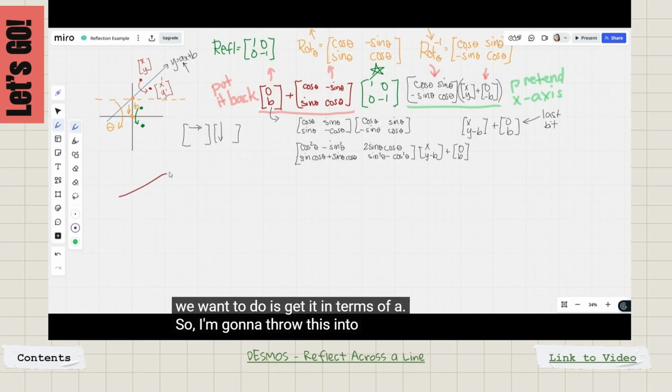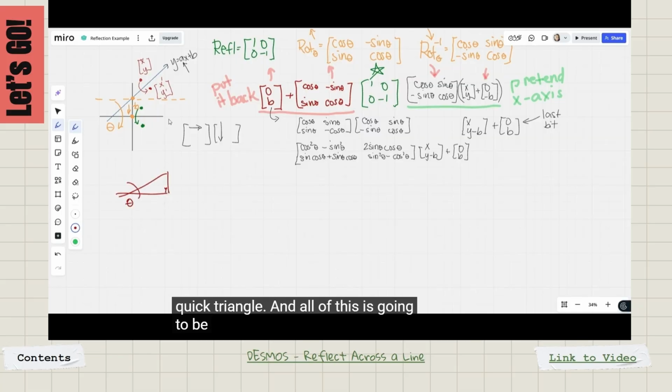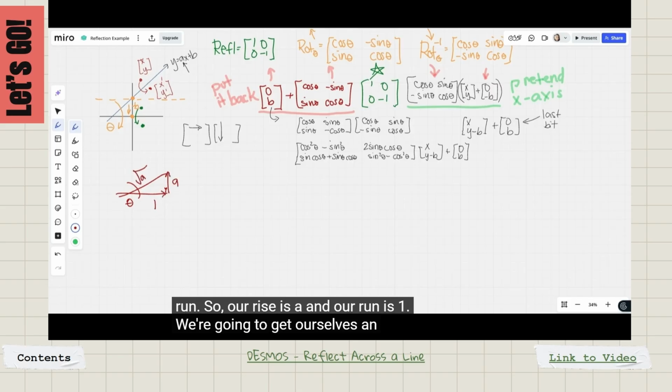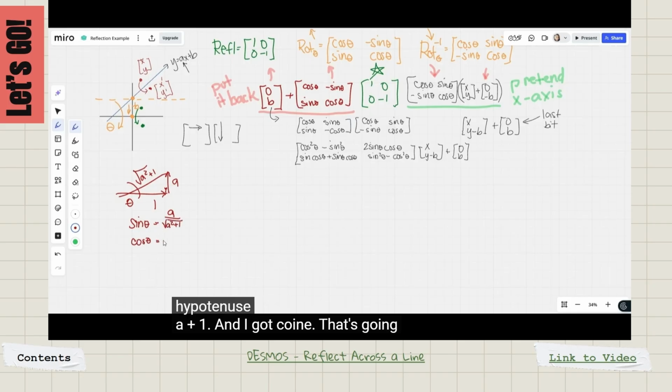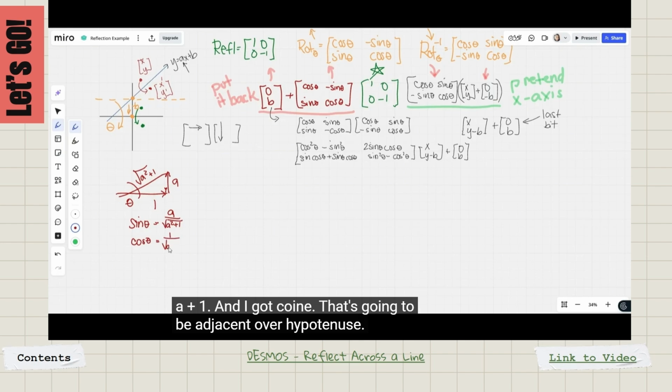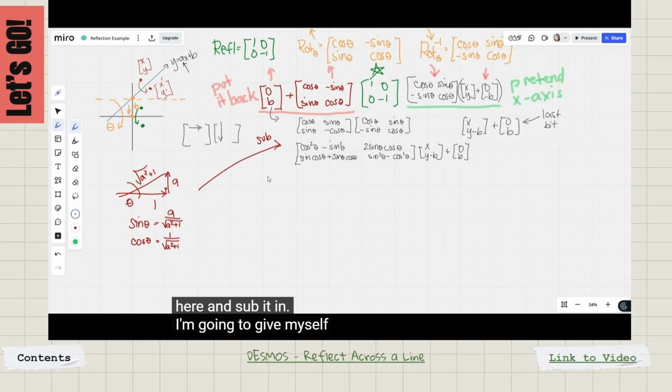So I'm going to throw this into a really quick triangle, and all of this is going to be theta. A is a slope, so this is rise over run. So our rise is a, and our run is 1. Pythagorean theorem, we're going to get ourselves an a squared plus 1. And now we can rewrite all the things. So now sine theta is equal to opposite over hypotenuse, a over the square root of a squared plus 1. And cosine is adjacent over hypotenuse. All right, so now we can put all that in here and substitute it in. Ooh, I'm going to give myself some space.